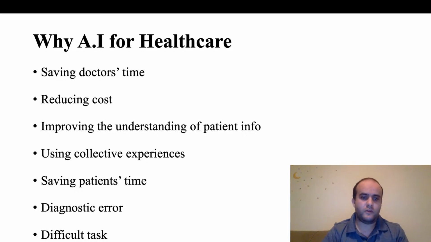Another significant and important application of deep learning for healthcare is diagnostic error. In the United States, the third cause of death comes from medical error that can be preventable. Third cause of death. So sometimes humans have a kind of bias towards analysis, and a mistake from a human cannot be neglected easily. So can AI provide us a second opinion and reduce diagnostic error?